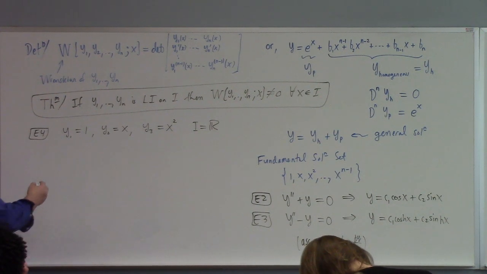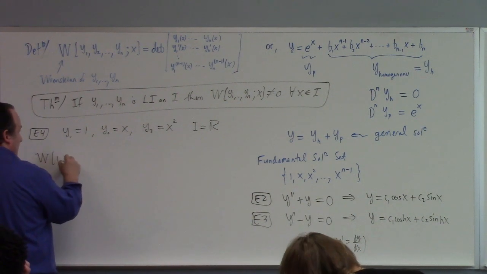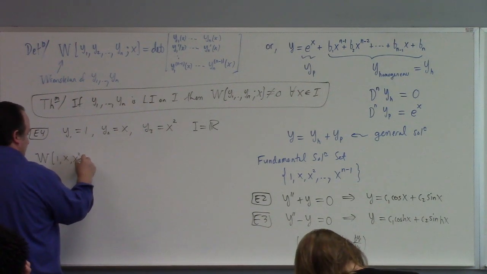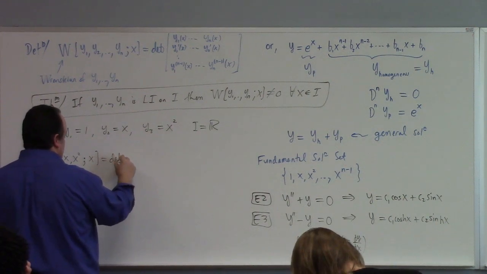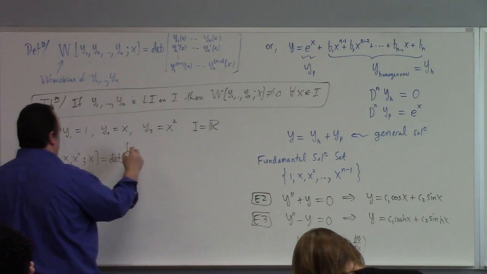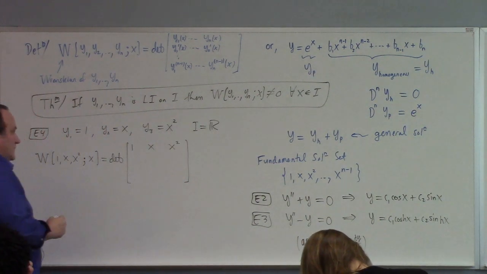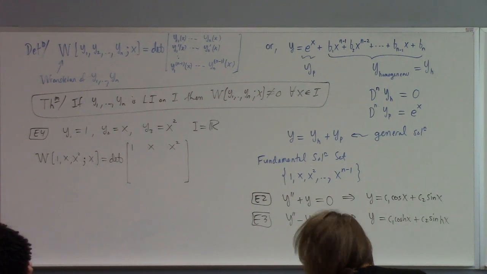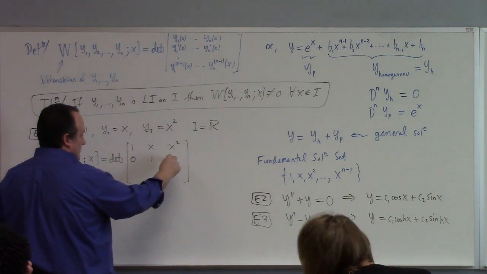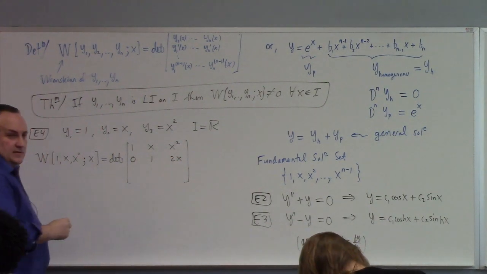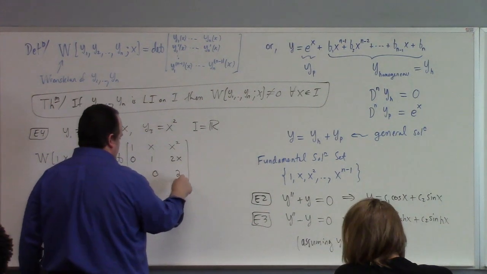Okay, we'll use the Wronskian. So we're going to calculate the Wronskian of 1, x, x squared, and I guess I'll do it at x. So here we go, determinant. We put 1, x, x squared for the top row, right? Then I differentiate. What's the derivative? 0, 1, 2x, all right? And then what? 0, 0, 2. All right, great.